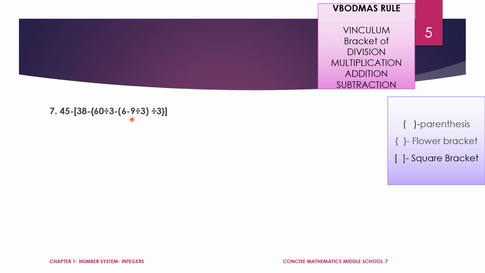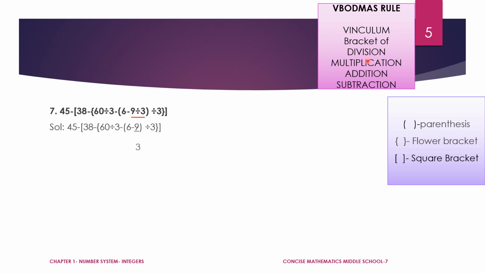In this parenthesis, again you need to check for division, multiplication, addition, subtraction. In this, the division should be given the first preference. That means 9 divided by 3 should be solved first. Right? Just keep comparing with this VBODMAS rule.